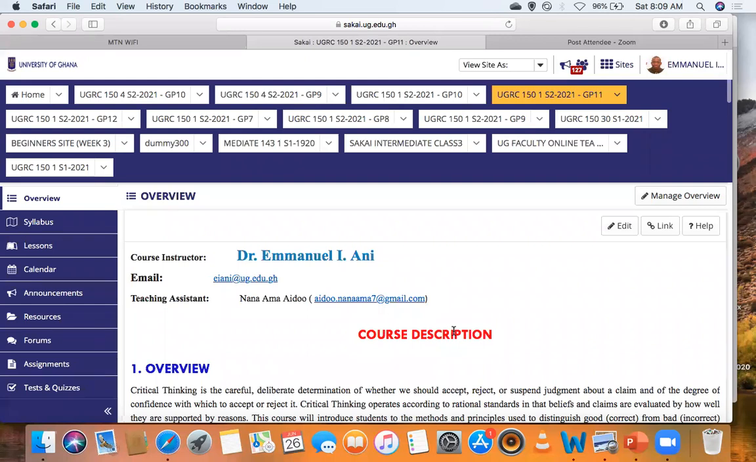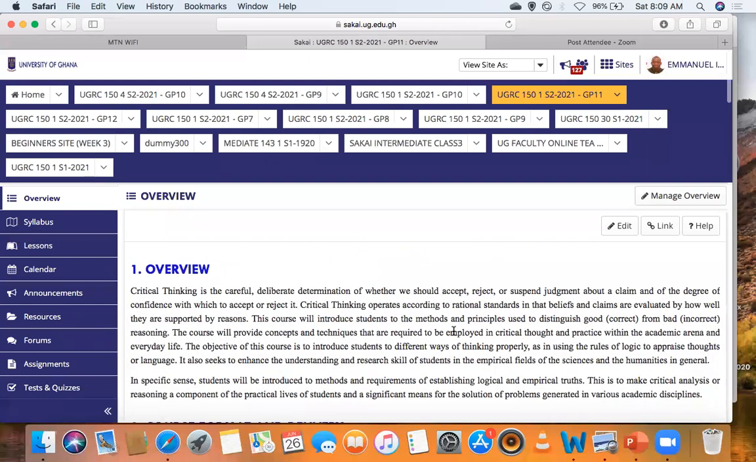Then let's look at the course description. At least that is going to give us a few ideas about what we are dealing with. Critical thinking is a careful, deliberate determination of whether we should accept, reject, or suspend judgment about a claim, and of the degree of confidence with which to accept or reject it. So you see, the course is about accepting or rejecting claims.